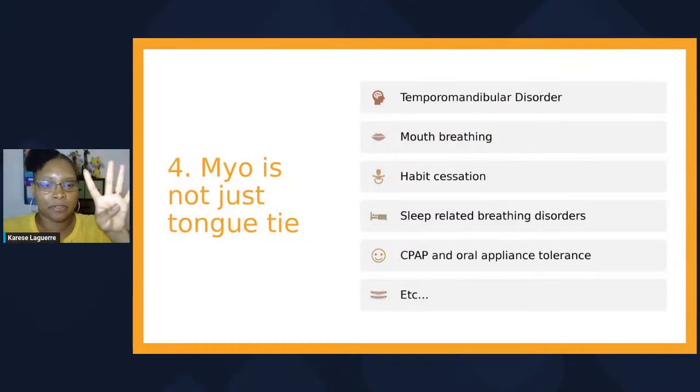Let's go on to number 4. Myo is not just tongue tie. So 5 was it's great for tongue ties. 4, we do so much more. Myo has a lot of wonderful happy accidents.